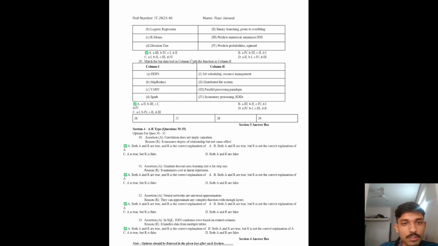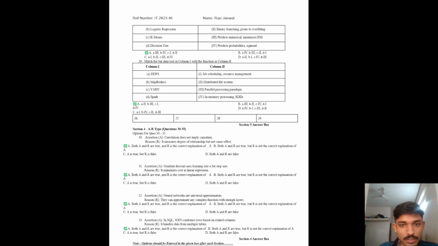Now 29th one. Here it is asking about the Hadoop data system. So we have four terms: HDFS, MapReduce, Yarn, and Spark. HDFS is basically a distributed file system. Here it is the full form of it: Hadoop Distributed File System. MapReduce is basically a parallel processing paradigm, means we are processing multiple data parallelly with the help of MapReduce.